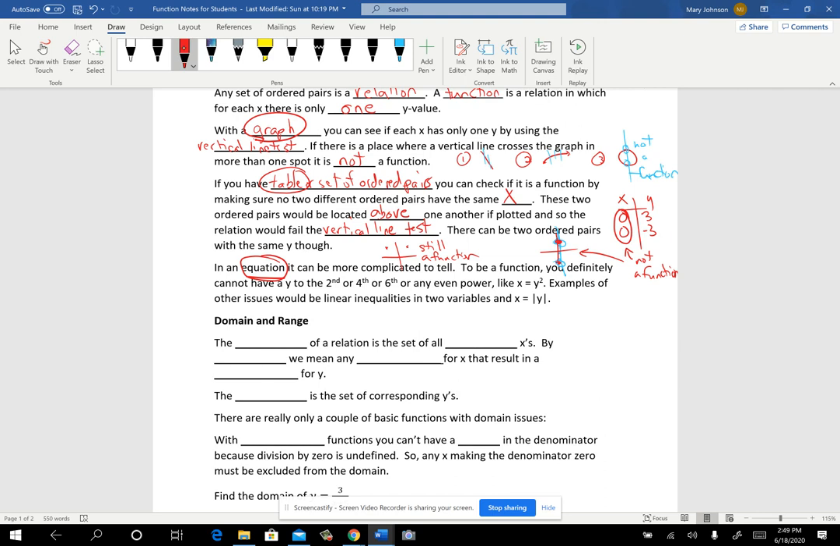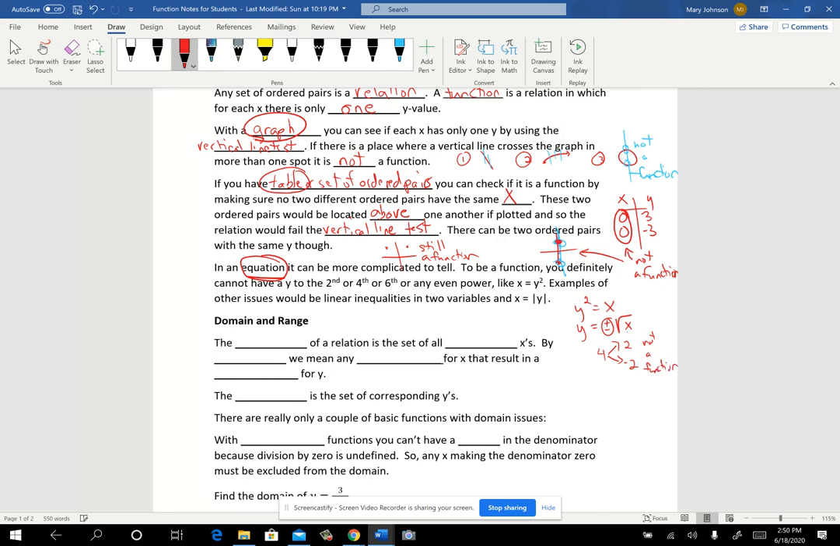You can't have a y to the second or to the fourth or to the sixth. If you had y to the second equals x, if you tried to get the y by itself, remember how when you take the square root, you need to do plus or minus? So what happens is you might have an x value, say 4, that when you plug it in has two different y's matched up with it, 2 or -2, because of that plus or minus. So anytime you have a y raised to an even power, you know for sure it's not a function. Not a function.